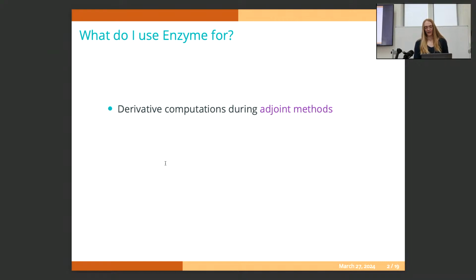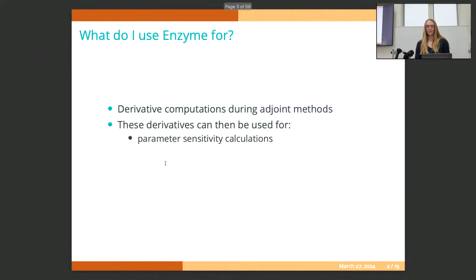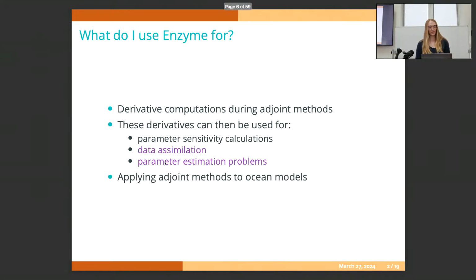Okay, so like everyone else here, I use Enzyme for derivative computations, and I specifically use Enzyme for derivative computations during something called adjoint methods. A couple other people have mentioned this thus far. These derivatives can then be used for things like parameter sensitivity calculations, data assimilation, or parameter estimation problems, and those are the general work that we do with ocean models. We apply these adjoint methods to ocean models. I've highlighted two of the three here, data assimilation and parameter estimation, because these are the two that I specifically focus on. So I use high resolution data to try to improve parameters in ocean models.